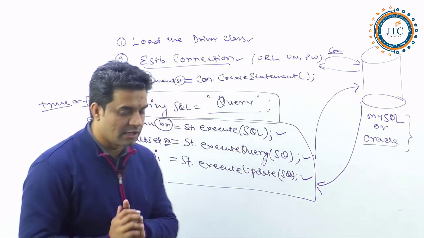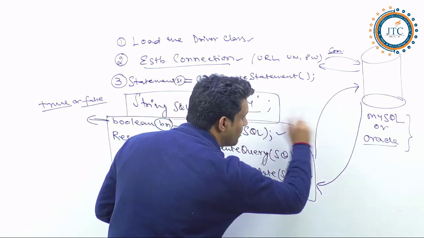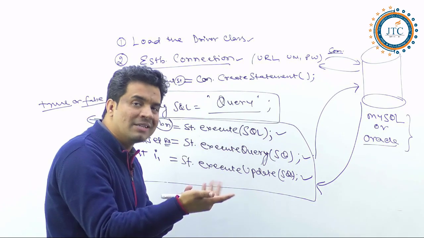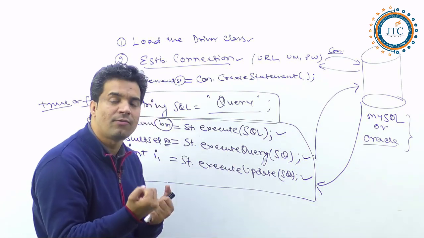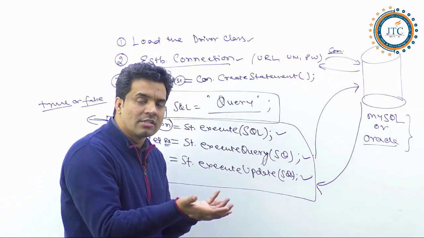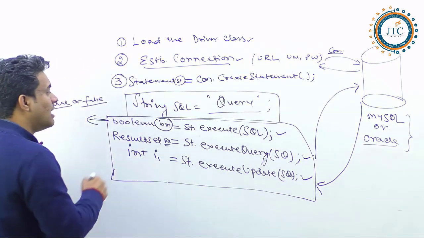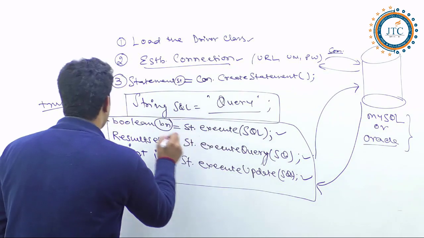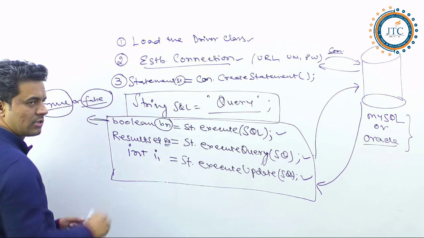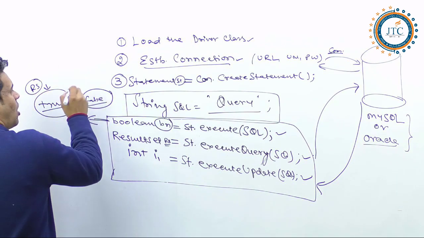So again I'll tell you: if the query you submit to the database returns some results in the form of data, like select queries, that will be in the form of a result set. When it is returning a result set, it is going to return true, or else it is going to return false. When it is the ResultSet type, it returns true; otherwise it returns false.